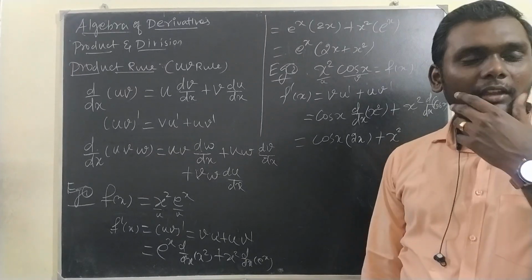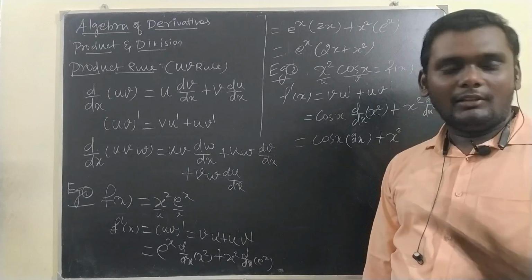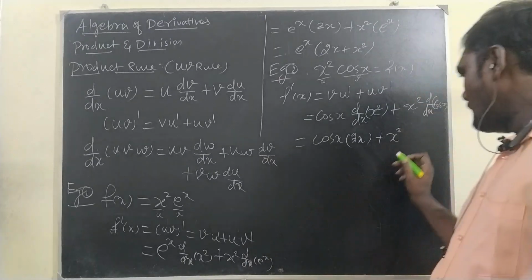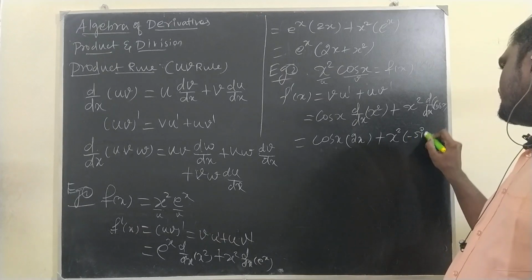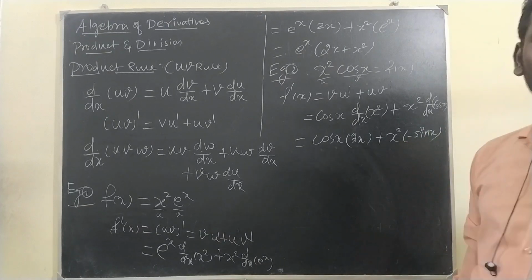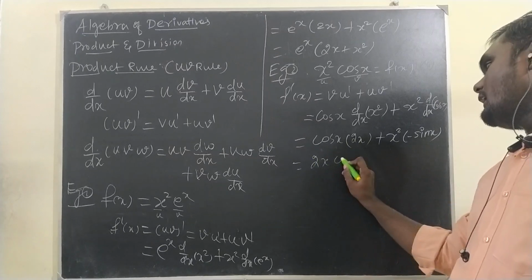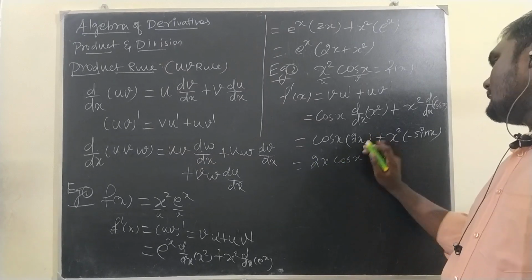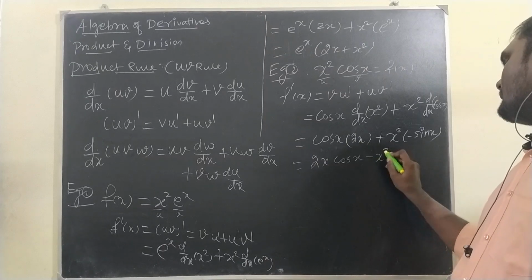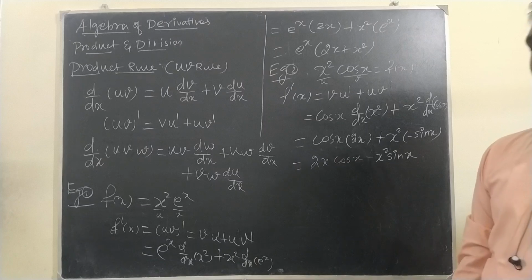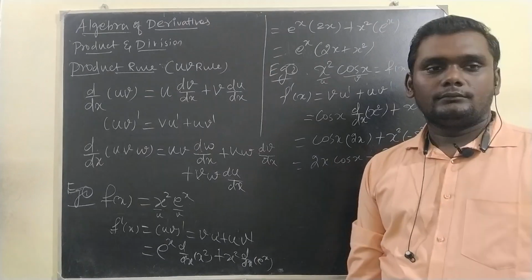minus sin x. When our question has c in it, we'll put minus. Is it? So here minus sin x. That is all. Now simplify this. We have 2x cos x plus minus x square sin x. That is it. Okay.